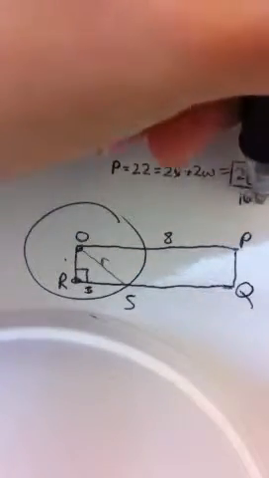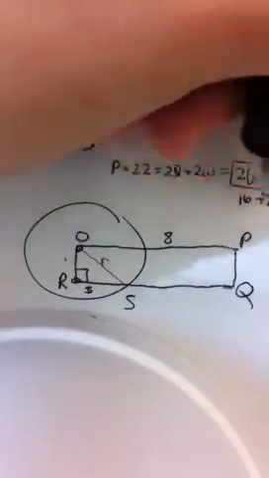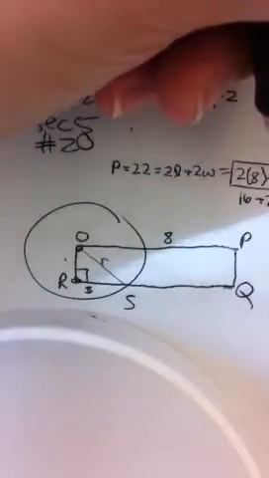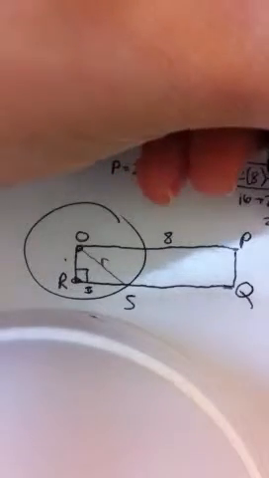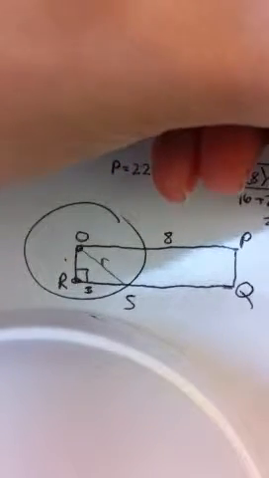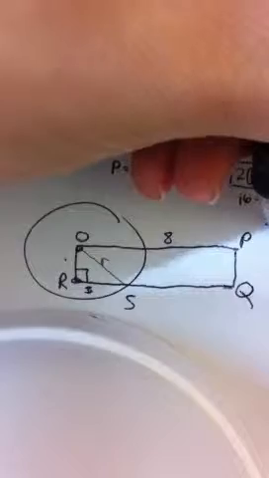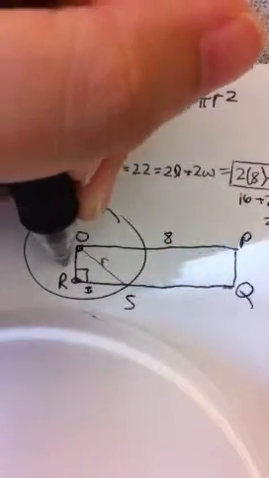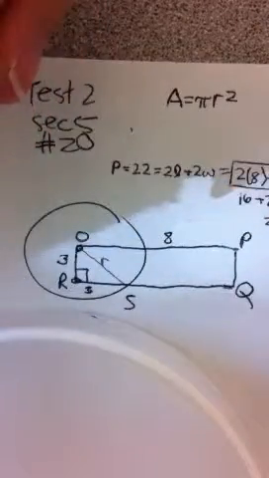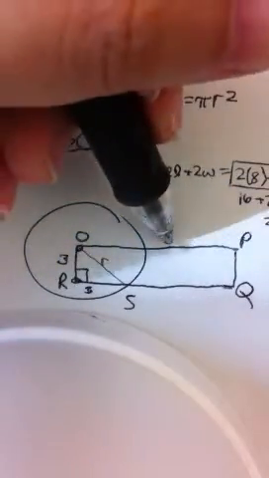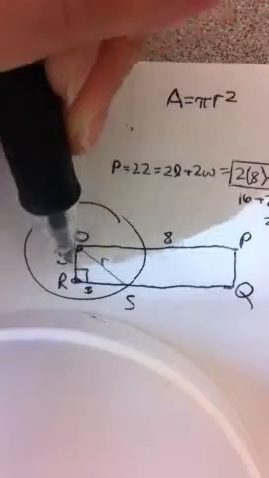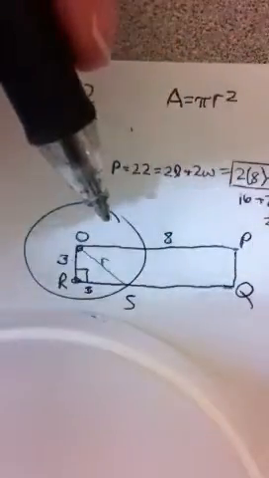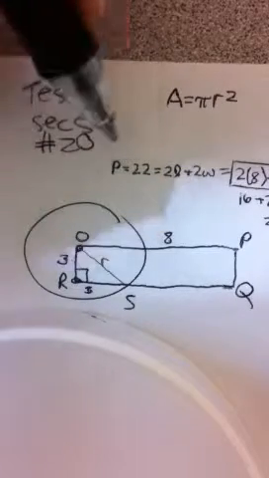So 16 plus 2 width equals 22. Subtract 16 from both sides, and we're going to get 2 width equals 6. Thus, the width must be 3. So this length of OR is 3. Makes sense, right? 8 plus 3 is 11, plus another 8 plus 3. So 11 plus 11 is 22, which was our perimeter.